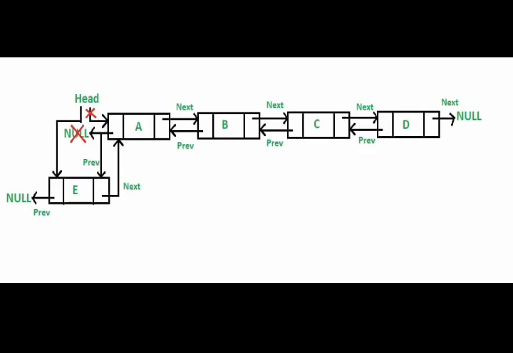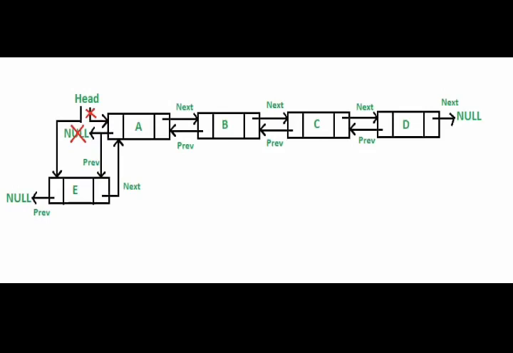Today we are going to discuss how to add a node at the front of a doubly linked list. First you have to find which node the head pointer is pointing to. Before that node, create a new node and add data into it. Here the head pointer is pointing to node A. So before A, create node E.